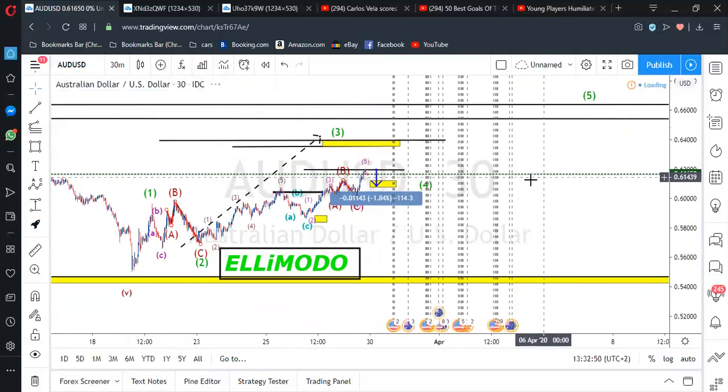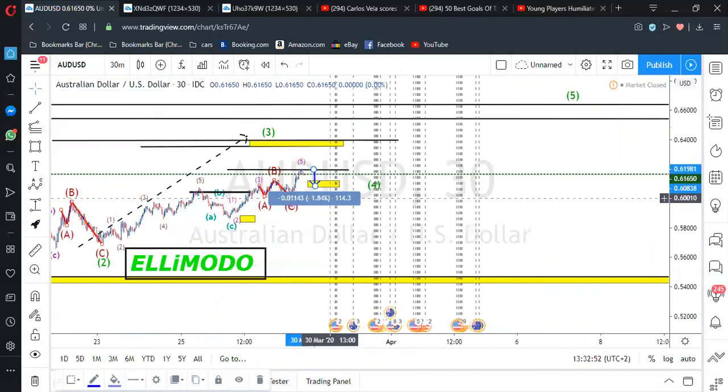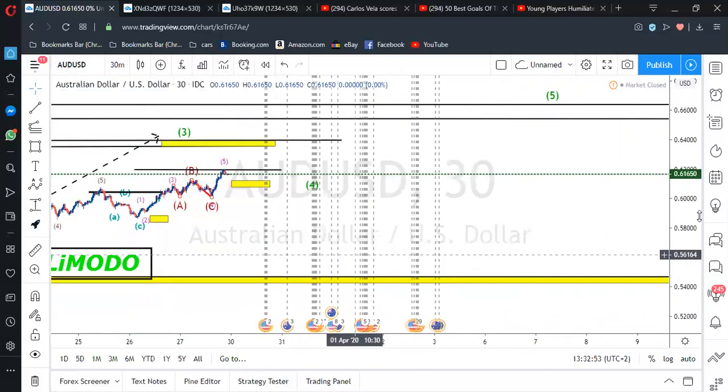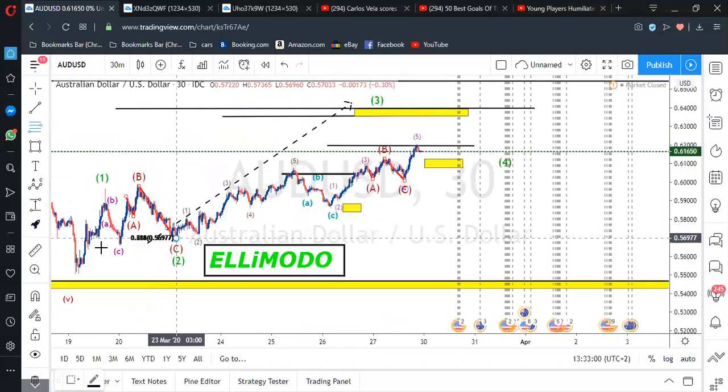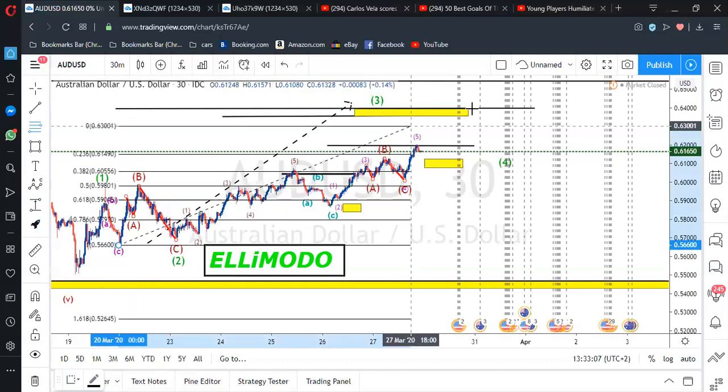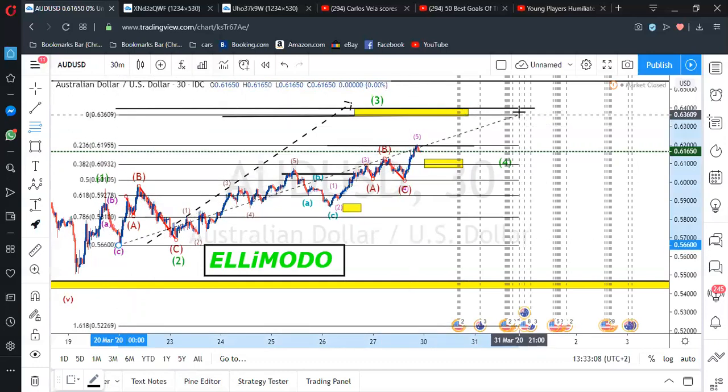So in this case, what we do, okay, let me remove these things. What we basically do, we measure the bottom point of wave 2, which is here. I mean, no, sorry, not there, which is here, here, all the way to here, around the zone, right?